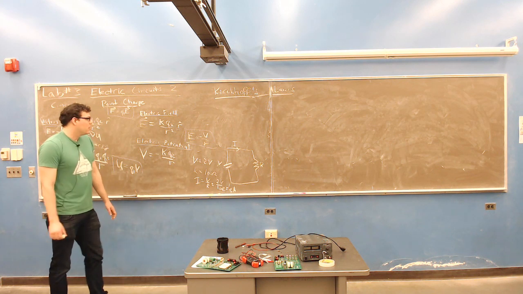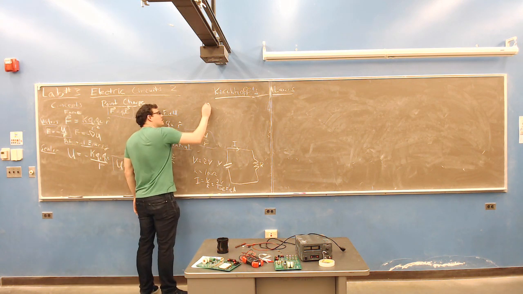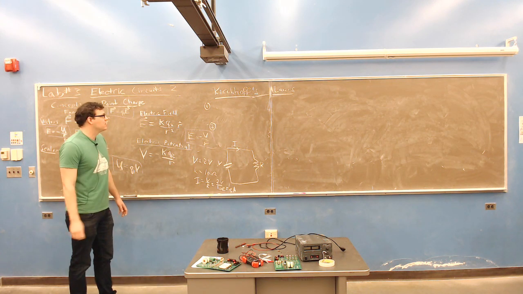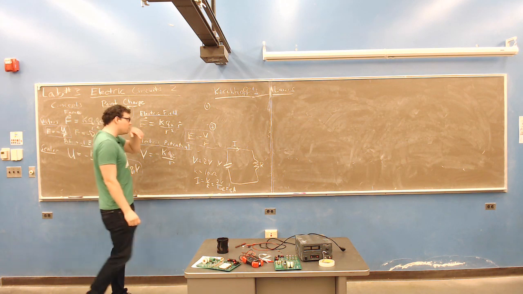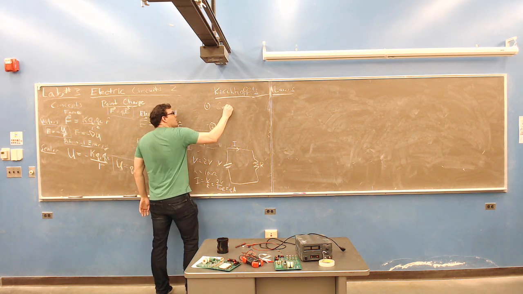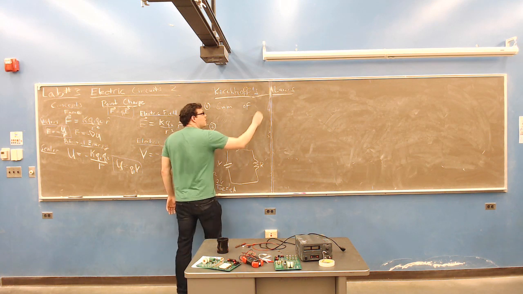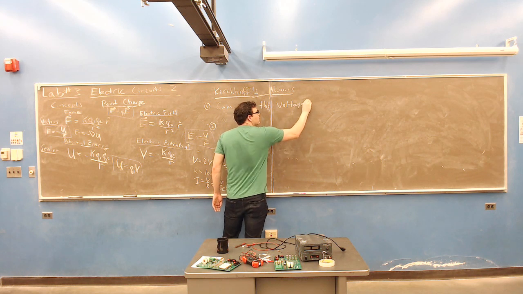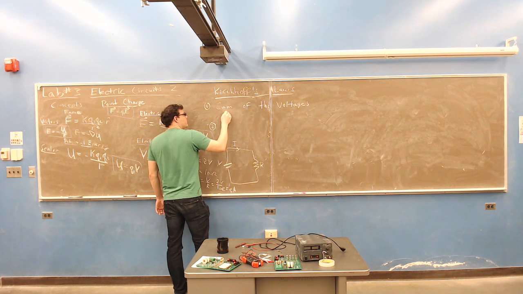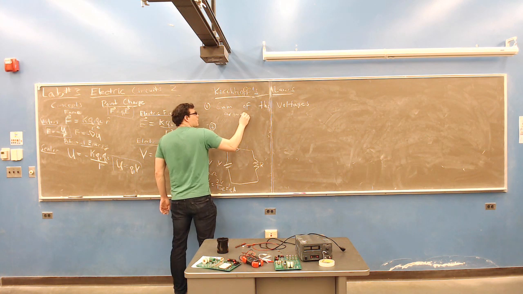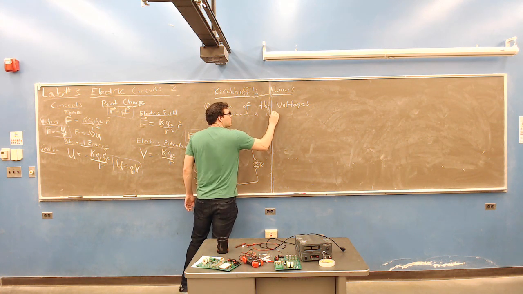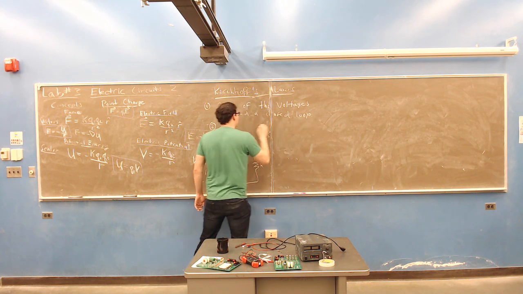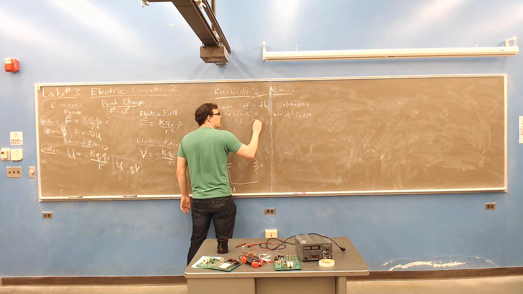Good. All right, so now we're going to learn two laws that are also almost as simple as Ohm's law. They're called Kirchhoff's laws. And the first one is that the sum of the voltages around a closed loop is 0.